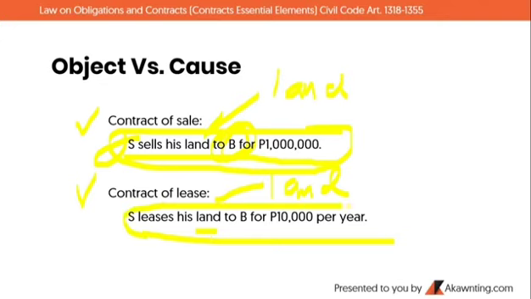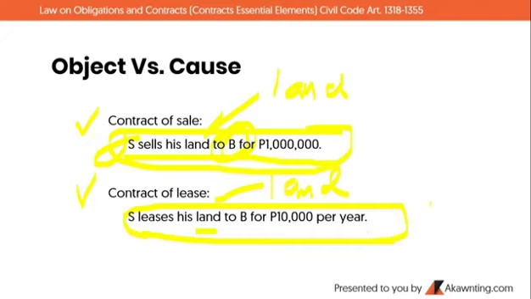So this time, ang tanong ko ulit, what is the cause? So again, it depends. Okay? So, for S, the cause for S as a lessor for entering into the contract of lease is the yearly rent na 10,000. Okay, that's his cause. However, si B, what's his cause? Okay, the right to use the LAN, okay?